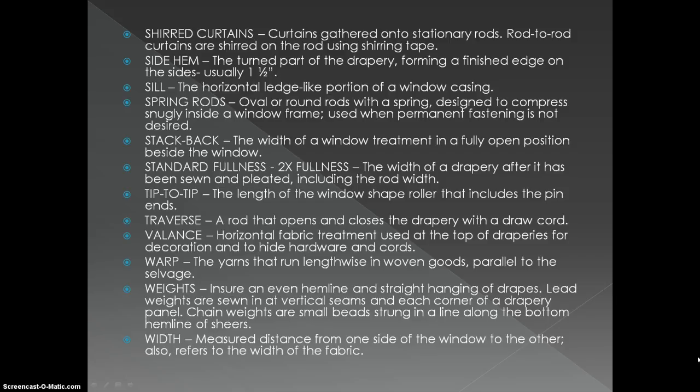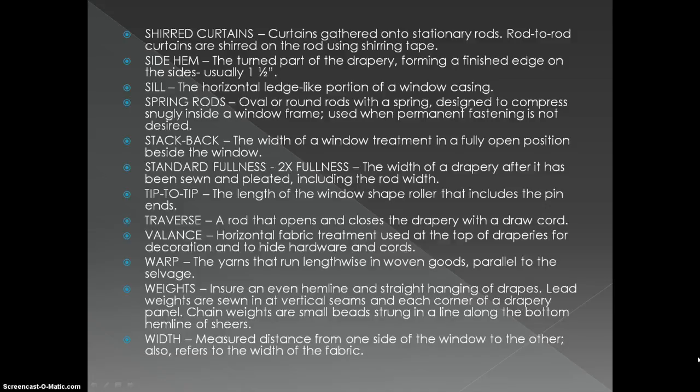Shirred curtains are curtains that are gathered onto stationary rods. Rod-to-rod curtains are shirred on the rod using shirring tape. A side hem is just the hem on the side of a drapery. It's usually 1.5 inches. The sill is the horizontal ledge-like portion of a window casing. Spring rods are oval or round rods with a spring, and they're designed to compress snugly inside of a window frame, and you use them mostly when you don't want to permanently fasten a curtain rod onto your wall.